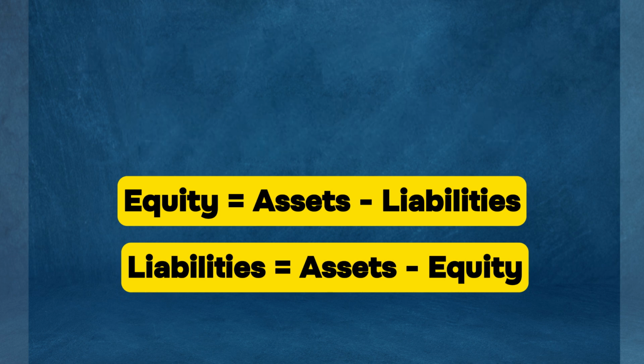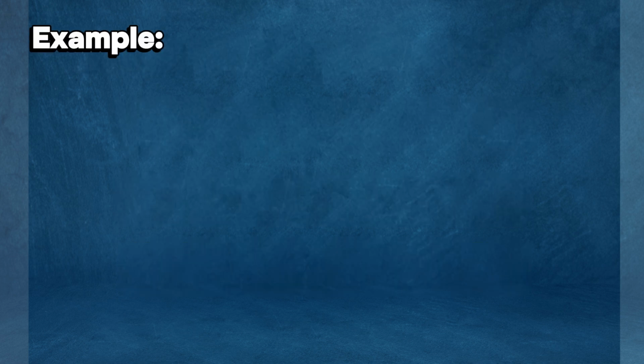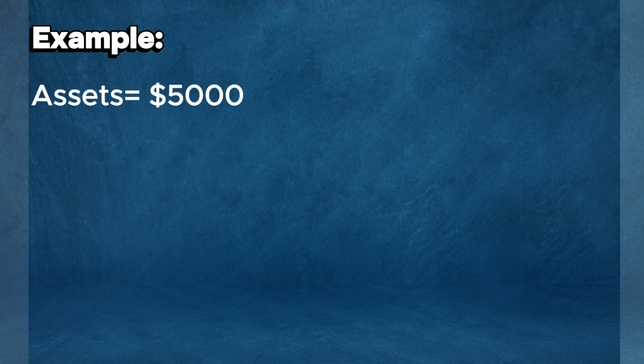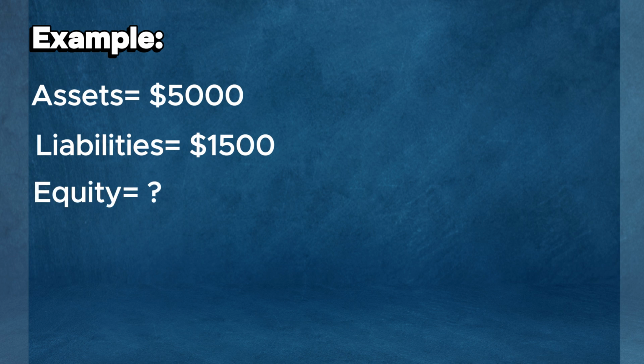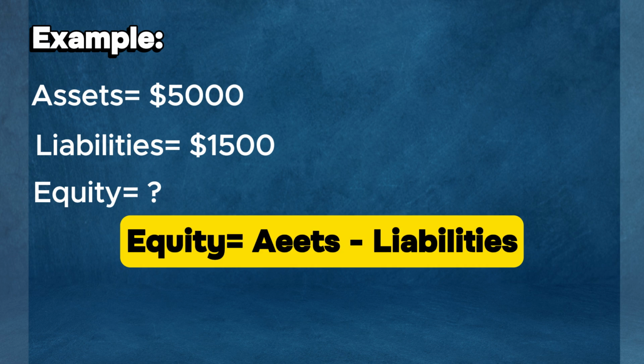Let's try an example. If the value of the assets is $5,000 and the value of liabilities is $1,500, what will be the equity? In this case, equity will be equal to assets minus liabilities. 5,000 minus 1,500 is equal to 3,500. So the value of the equity will be $3,500.